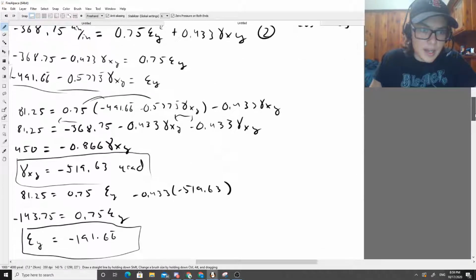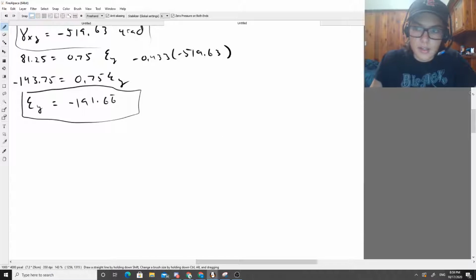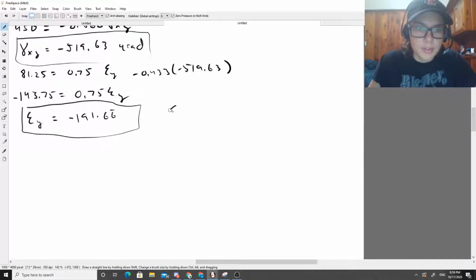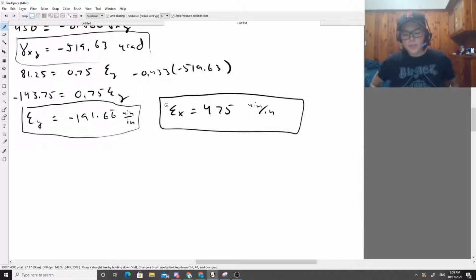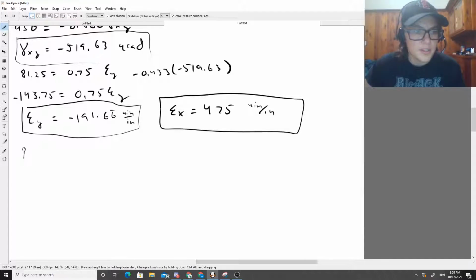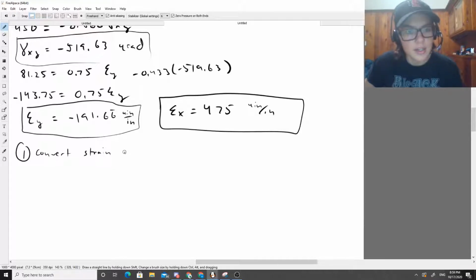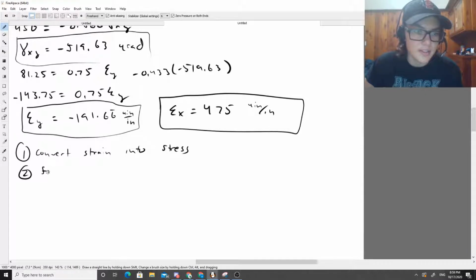So I'm going to go ahead and rewrite. I'm just going to go ahead and put strain X is equal to 475. This will be micro inches per inch. This is also micro inches per inch. And from here, we need to take two steps. One is we need to convert strain into stress because we're looking for our principal stresses, not our principal strains. And we also need to find our principal stresses.